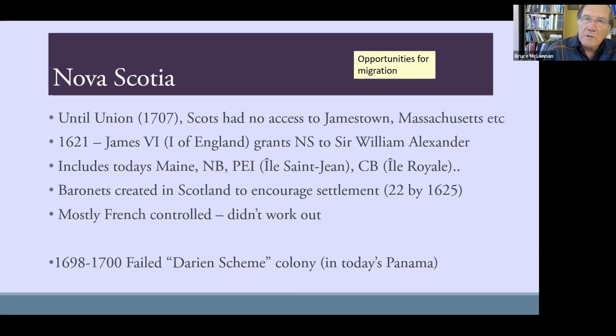It wasn't until the Acts of Union in 1707 that Scots had access to English colonies, meaning they were treated like foreigners in those parts. In Jamestown, in the Chesapeake generally, and in Massachusetts Bay, in Boston and so on, they were not welcome. Scots were treated as outsiders.